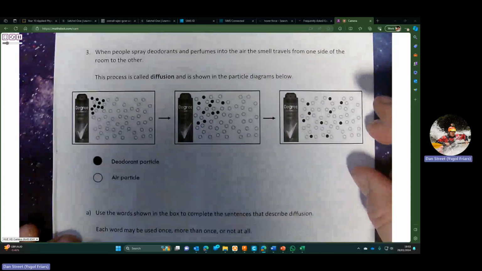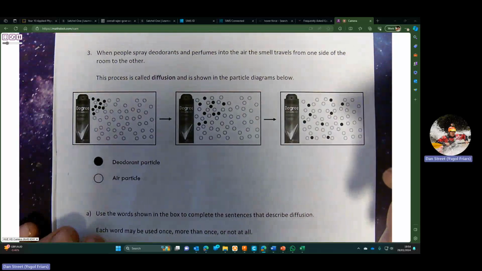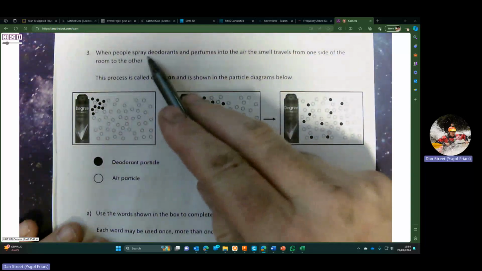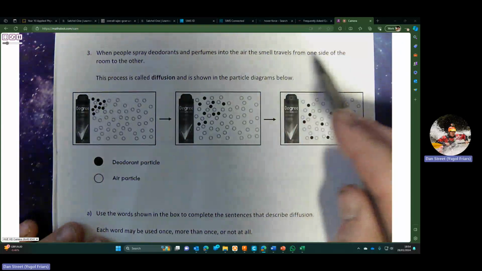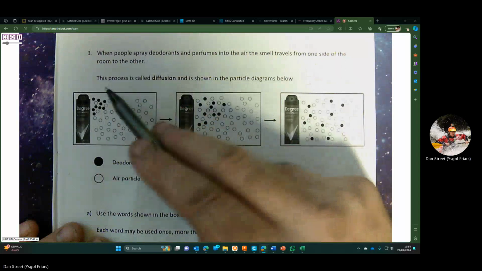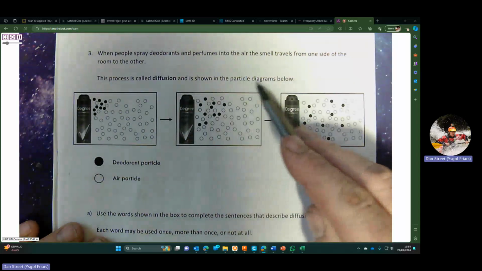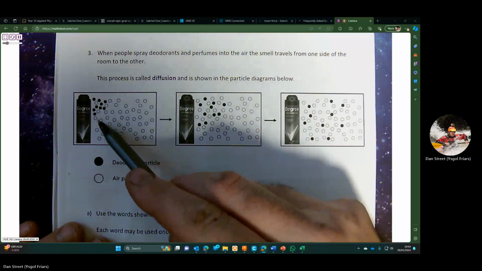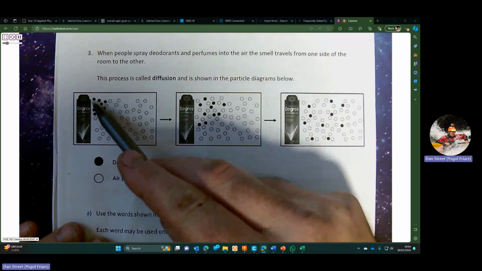Okay, number 3. This question is all about diffusion, which we talked about in a lesson just prior to the test. When people spray deodorants and perfumes into the air, the smell travels from one side of the room to the other. This process is called diffusion and is shown in the particle diagrams below. So in these diagrams, we can see at the start of the process, the deodorant particles are all closely packed together near the deodorant can.